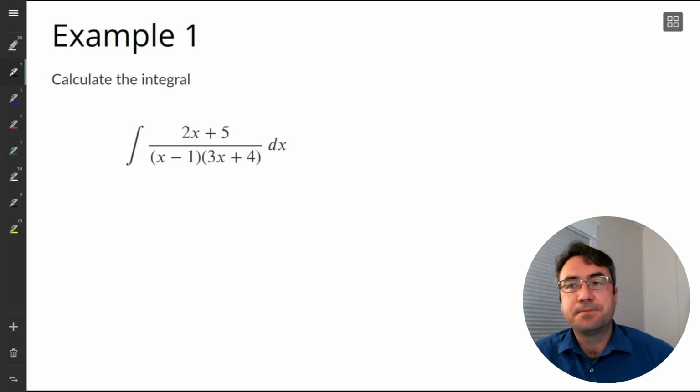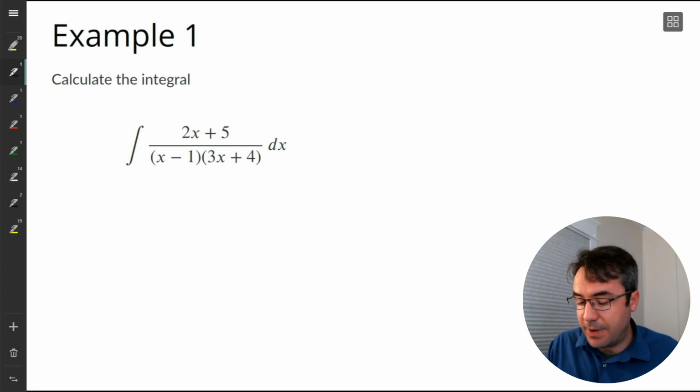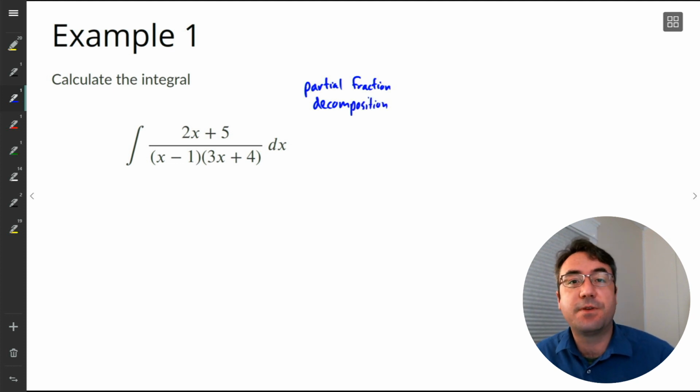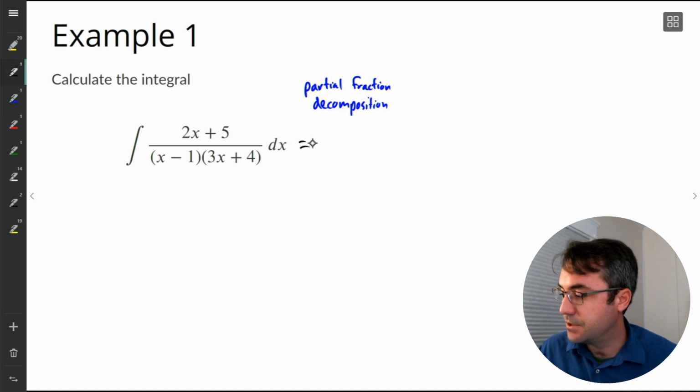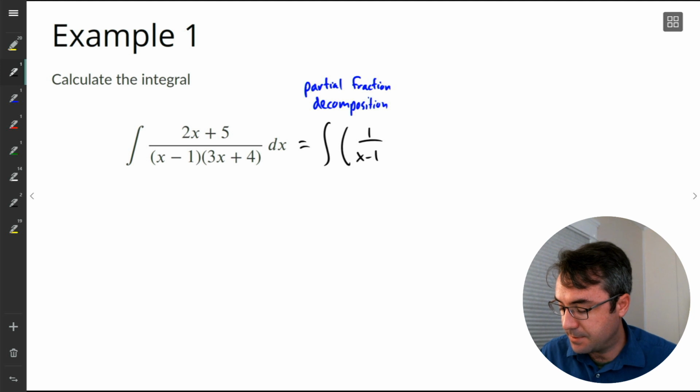Let's look at example 1. Here we're going to integrate the function 2x plus 5 over x minus 1 times 3x plus 4. We've seen this function before. This is a rational function, and we actually did the decomposition. So our first step would be to do a partial fraction decomposition of this function. We've done that in a previous example. What was that decomposition? It was 1 over x minus 1 minus 1 over 3x plus 4.